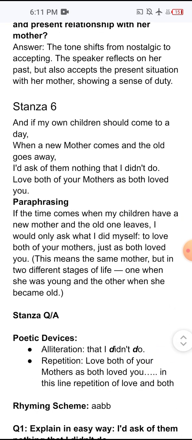Stanza 6: And if my own children should come to a day, or when a new mother comes and the old goes away, I'd ask of them nothing that I didn't do. Love both of your mothers as both loved you.